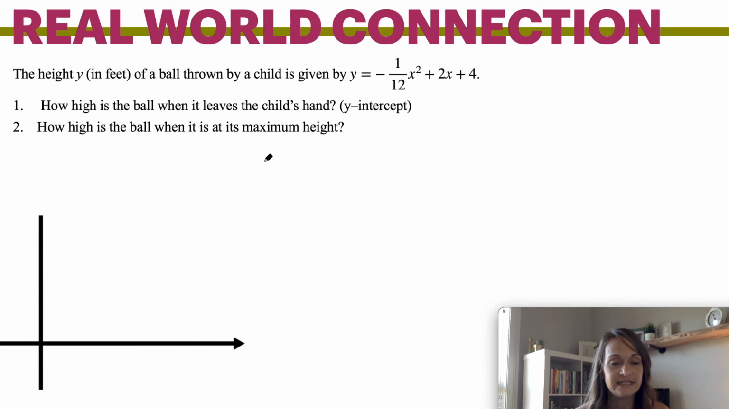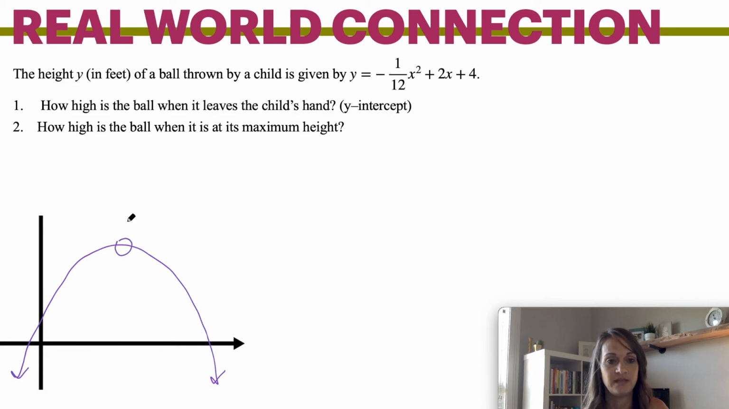Last, the height in feet of a ball thrown by a child is given by this equation. How high is the ball when it leaves the child's hand? Oh, they're wanting to know the y-intercept in this case. And then how high is the ball when it reaches its maximum height? If we were to graph this, this negative tells me that it's going to open down. And so we know it's going to look something like this.